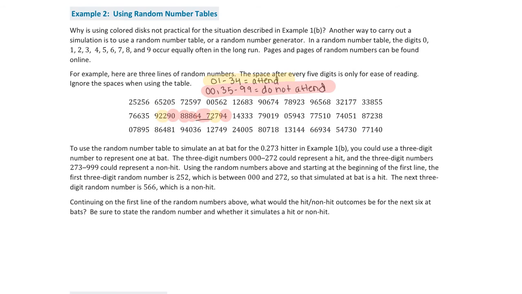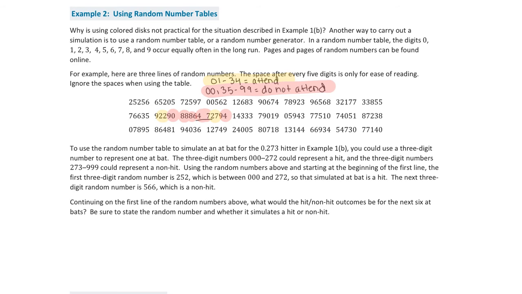Okay, so this is really just based on probability when we use our 35% and a number table to simulate whether we're going to a game or we're going to bat. So now let's go ahead and use it for if we're going up to bat. We want to simulate the bat at 273 hundredths. So we could use a 3-digit number this time instead to represent a non-hit.